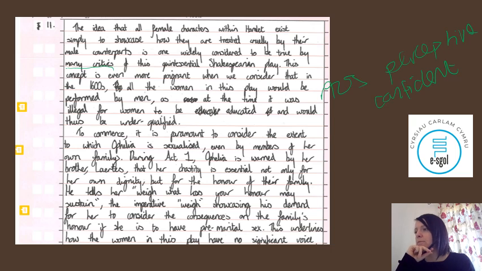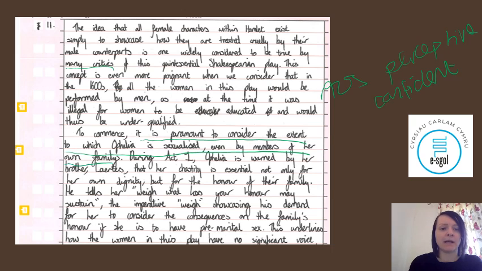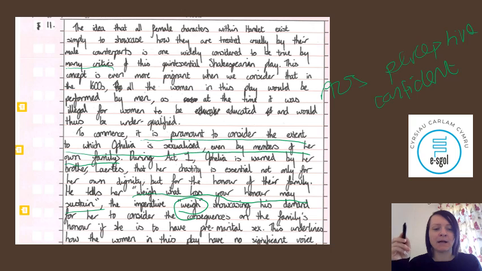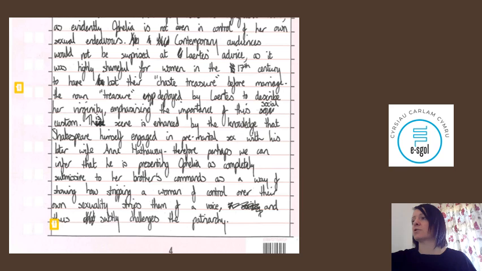So you've got quite mature use of AO5, where to consider the extent to which here it's paramount to consider the extent to which Ophelia is sexualized even by members of her own family, a real awareness. And then towards the end, really quite confident AO2 use, where the quotation is put in, the textual support, and then focusing on the imperative, showcasing his demand, so looking at what that does. That close analysis of language is what's being shown.